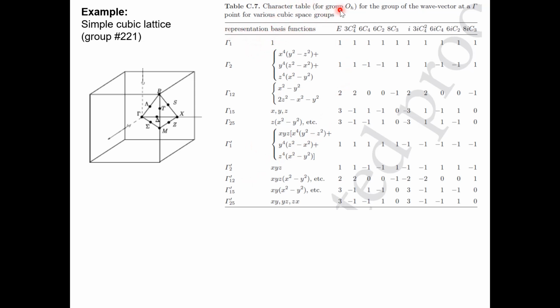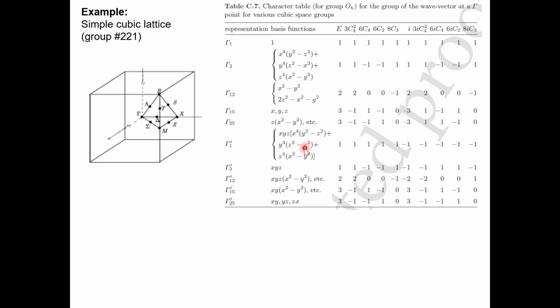For instance, for this group, the Oh group, this is the character table for the gamma point, and that's why the notation here refers to the gamma point. This notation is a very old notation from the 1930s. It has some historical reasoning behind this choice of labels, but we are not going to get into that. But these are the different representations. These are all the 48 symmetry operations of the cubic group.